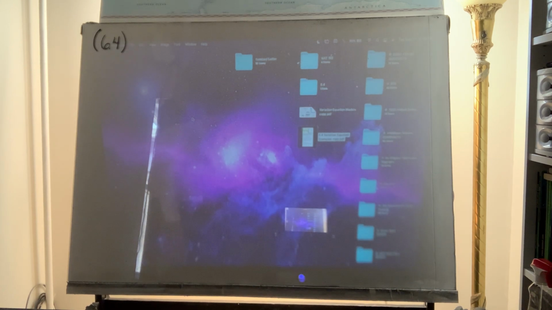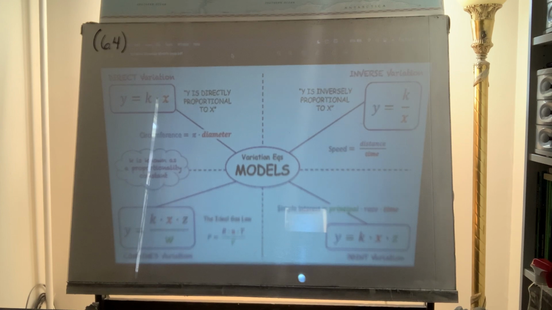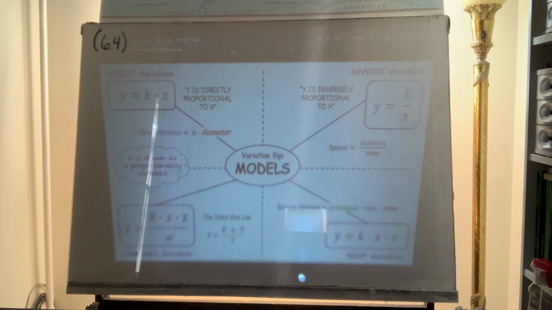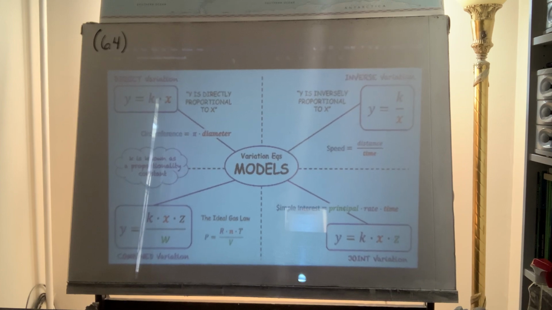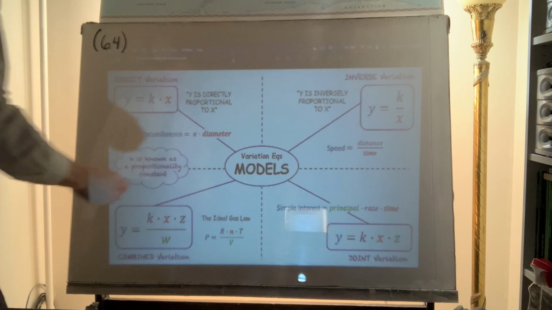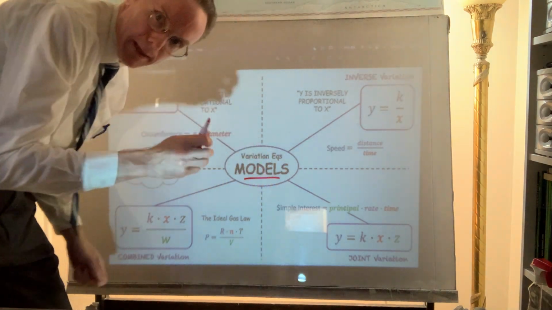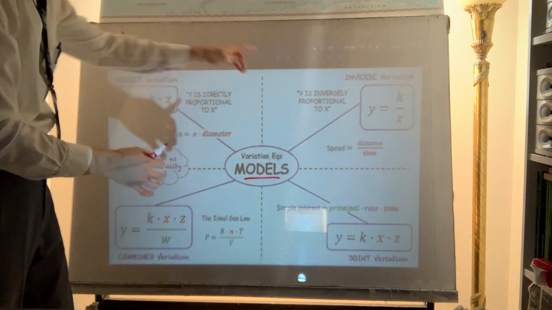Okay. Let's begin with this. This is, I said, an overview of the models that you'll be using. All right. The subject is variation equations. What are variation equations? Well, basically the key phrase here is models. They're sort of a scaffold skeleton model that you will use to apply to specific examples.